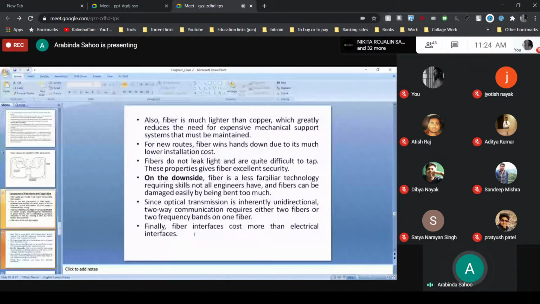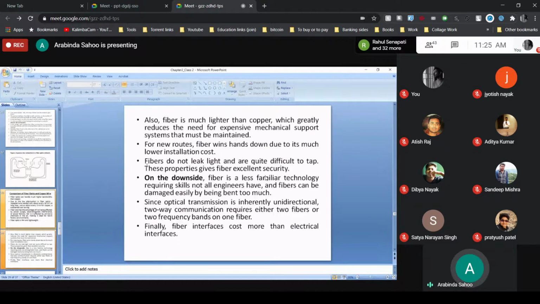So the next advantage is, for new routes, fiber wins hands down due to its much lower installation cost. For new connections, fiber optics has lower installation cost. So this is another advantage.